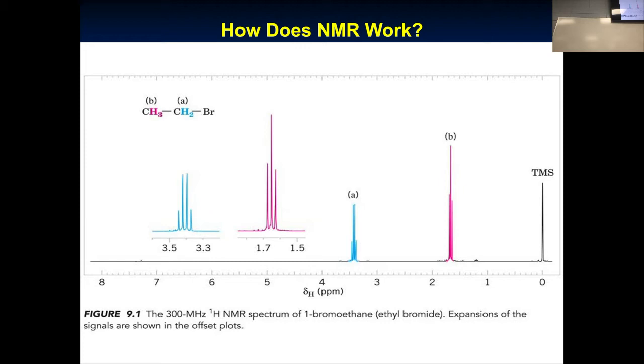But you can also see that this CH2 has a higher number for this so-called chemical shift than does B. B is closer to TMS. A is further away from TMS. Chemical shift tells us also what's attached to it. What's attached to A that's not attached to B? Bromine. What do we know about bromine? Is it electronegative or electropositive? Negative.